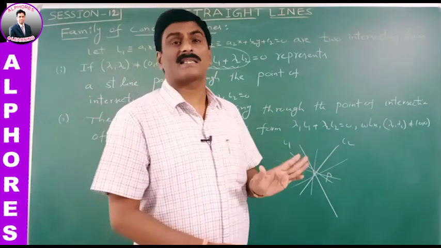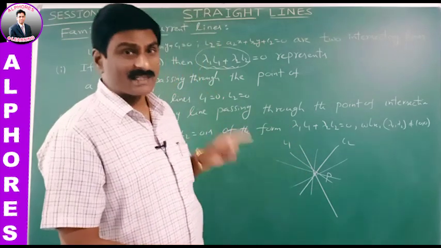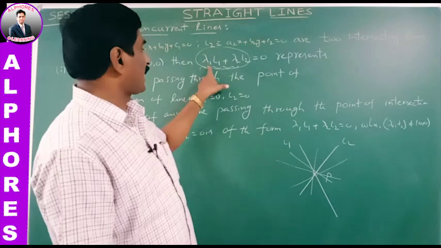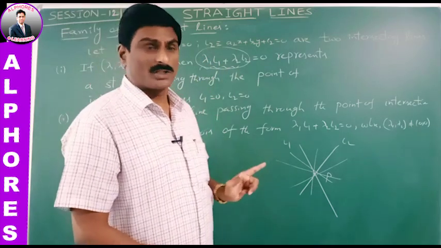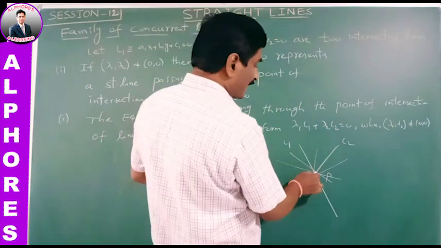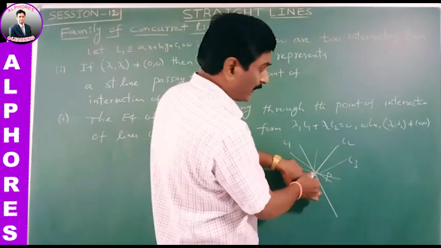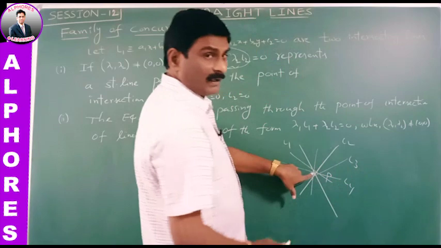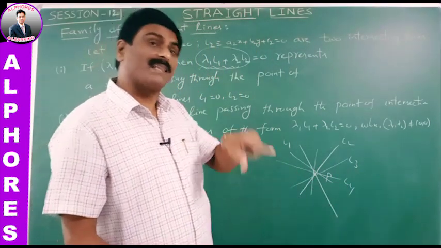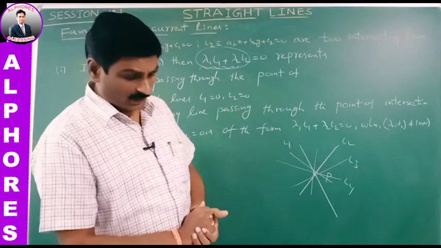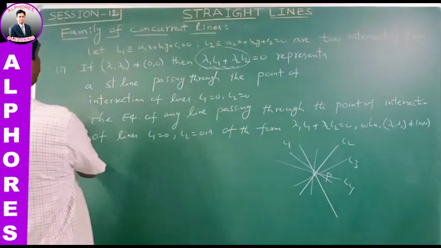And their point of concurrency is nothing but P. That is the point of intersection of the lines L1 is equal to 0 and L2 is equal to 0. Every two lines are intersecting at P. L1, L2; say this line is L3; L2, L3 intersecting at P; L3, L4 are intersecting at P. By solving any two lines in that family, we get the point of concurrency.